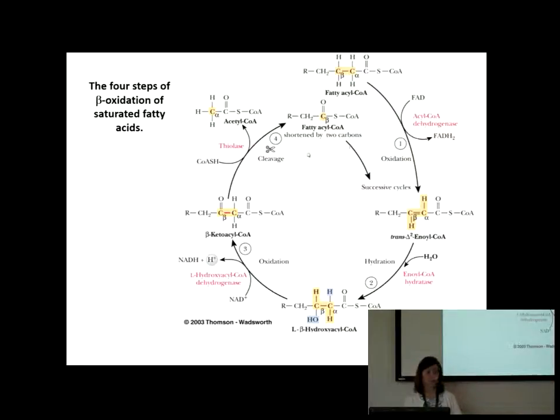Can you repeat the products? So the products of beta oxidation for each cycle, each spiral, is going to be an FADH2, an NADH, an acetyl-CoA, and a fatty acid 2 carbons shorter. Let's talk about how many times it's going to happen.